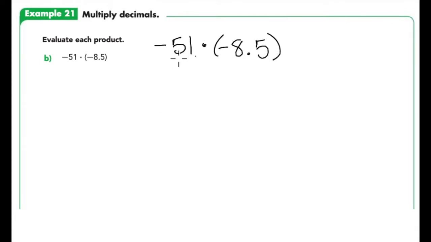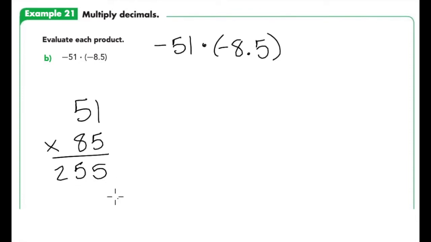I'm going to multiply again without the signs. So we have 51 times 85. And I'll just keep it set up vertically here. 5 times 1 is 5. 5 times 5 gives us 25. We're going to add a 0 to hold place because we're going to the tens place now. 8 times 1 gives us 8. And then 8 times 5 gives us 40. We multiplied all parts, so now we add.